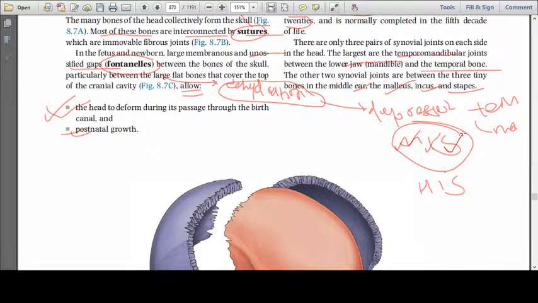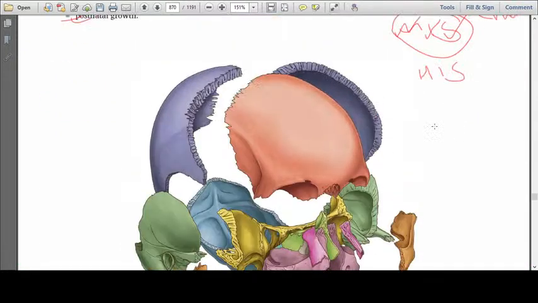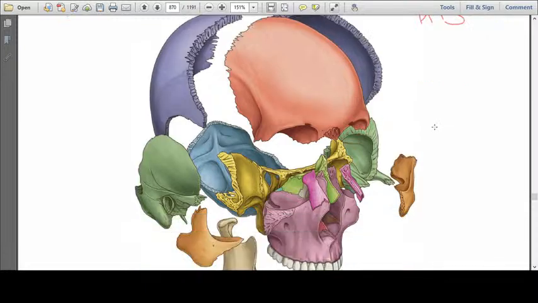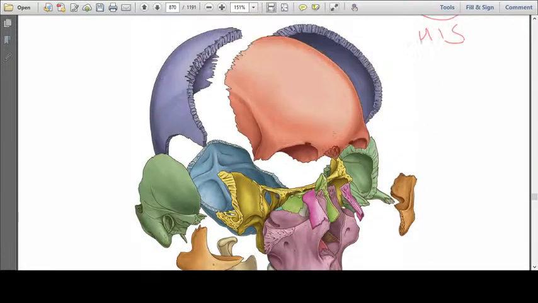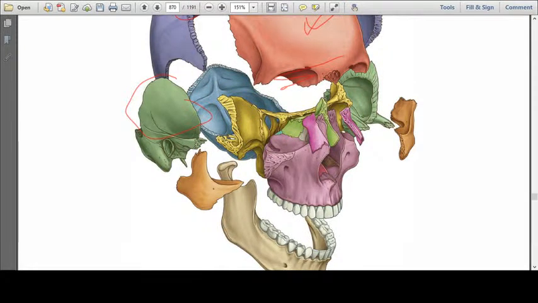Malleus, incus, and stapes. Synovial joint is present. So we can just try to identify the structures given in this figure. This one is frontal bone. This one must be a parietal bone. This is temporal bone. This one must be zygomatic bone. This is obviously a mandible.